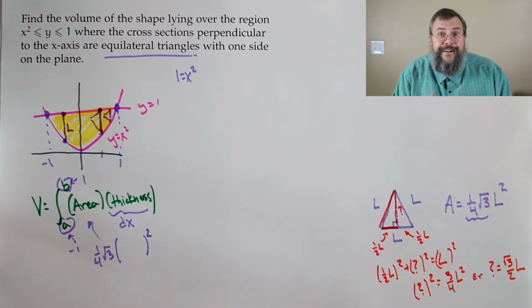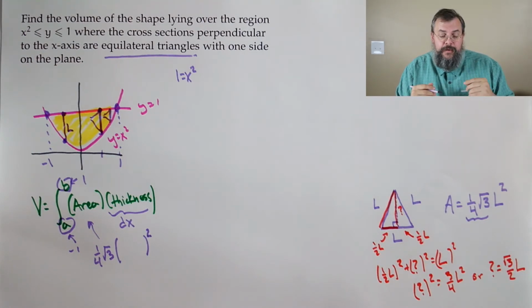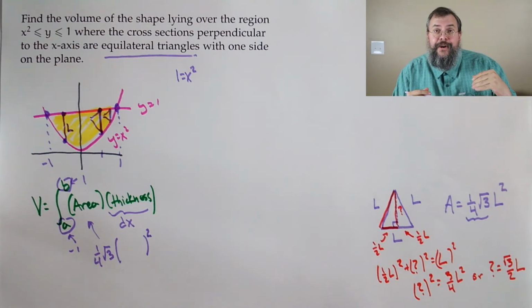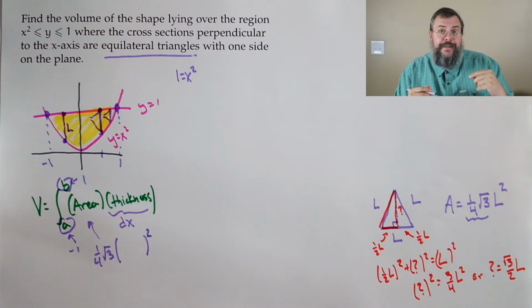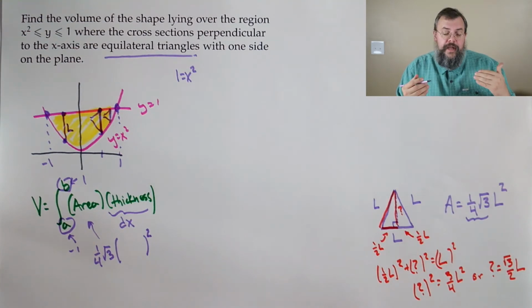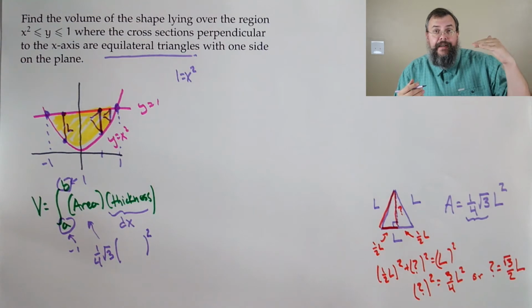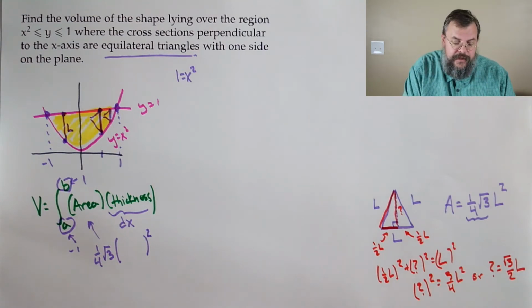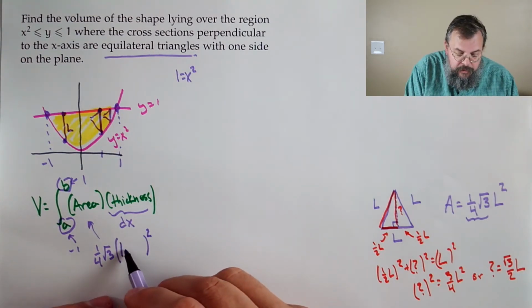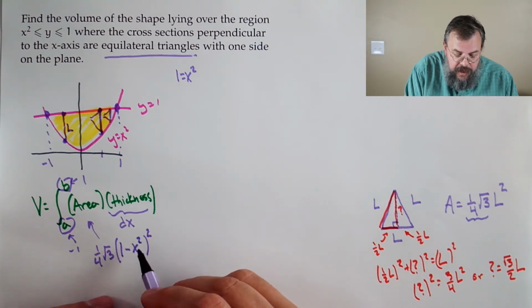So how do we find L? What's the rule? Should we take 1, subtract x squared, or should we take x squared, subtract 1? Well, we're thinking of it as a measurement. It should be positive. So we're going to take the one that makes it positive. To do that, we're going to use high subtract low. So that would give us 1 minus x squared.